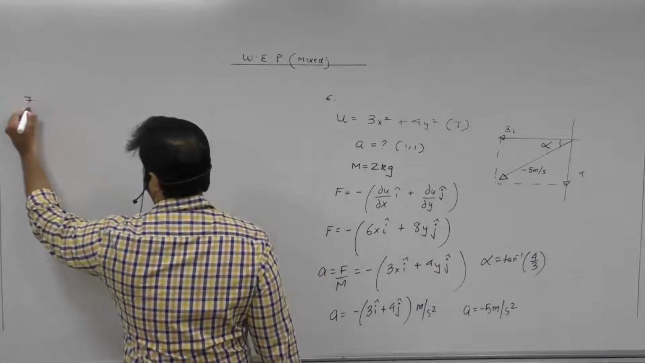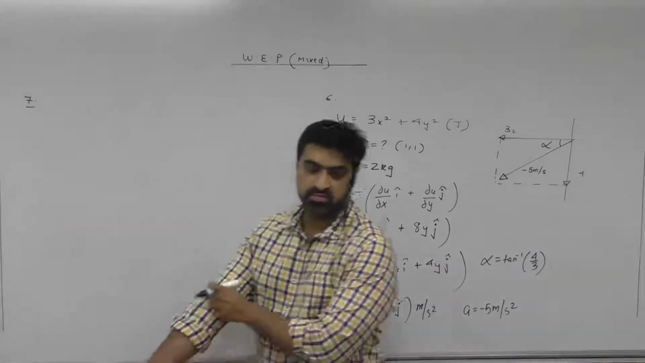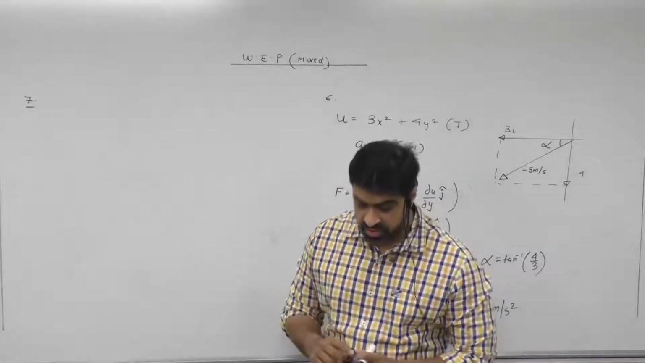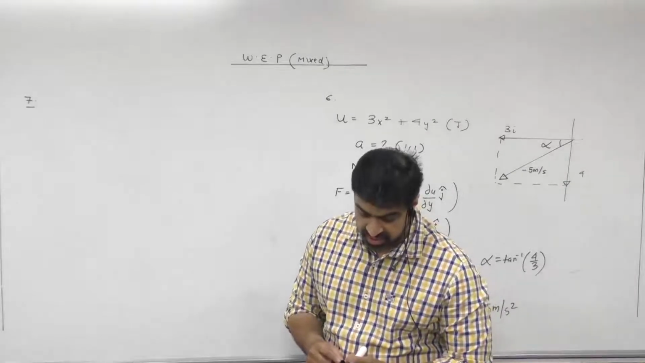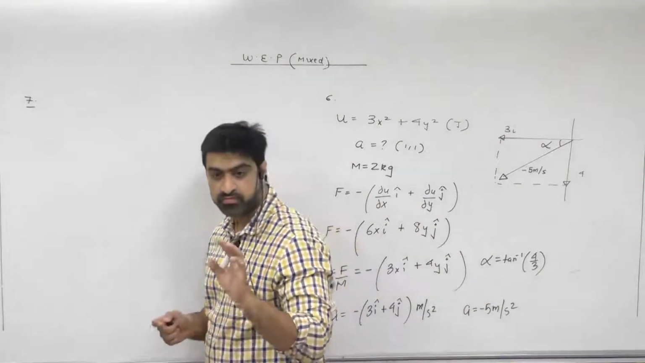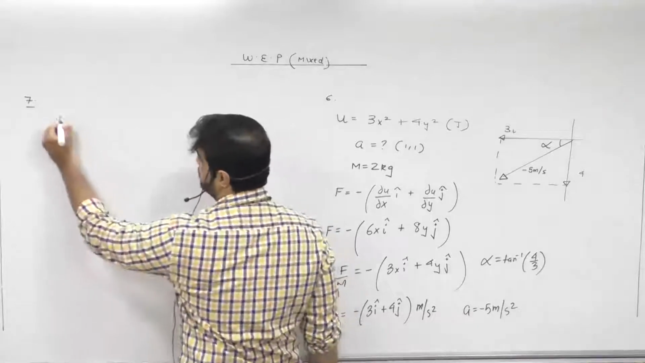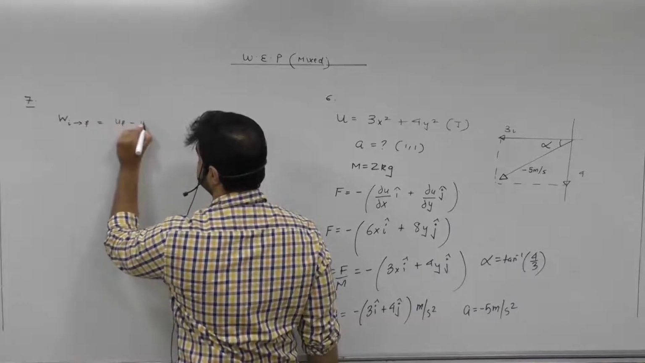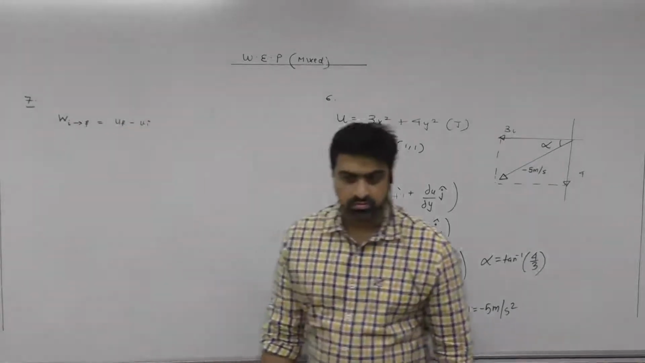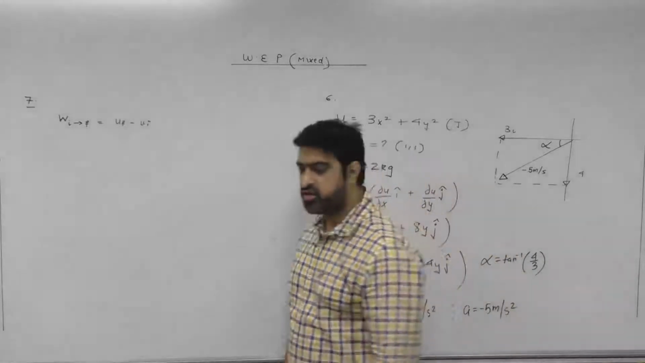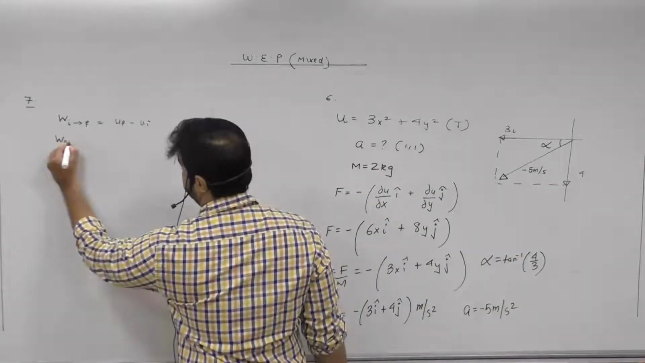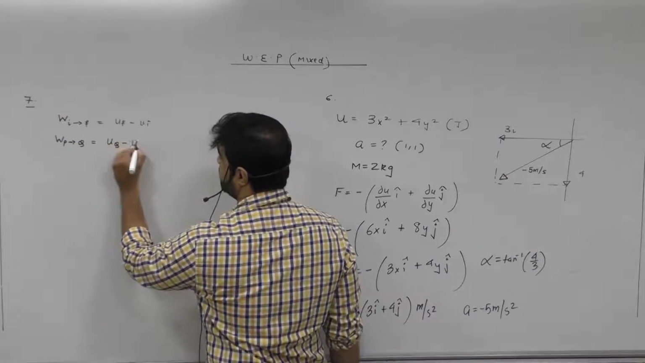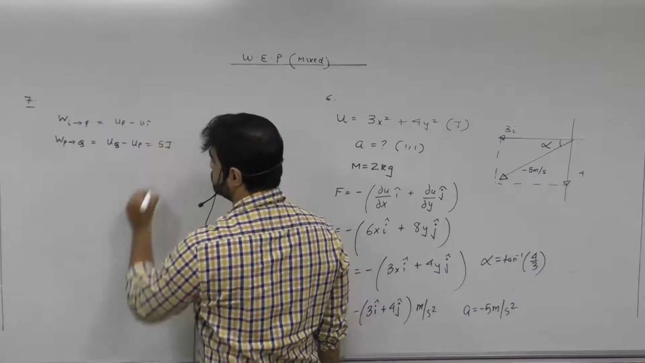Okay. See now. Pay attention. They are telling you that in a conservative field, the work done in taking the body from P to Q is 5. You know one thing, that work done from initial to final is U final minus U initial. So I had given it to you. Right or not? So first, the work done from P to Q will be UQ minus UP, which is given as 5 joule.